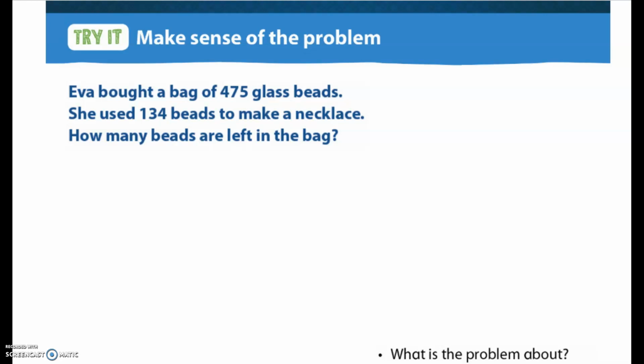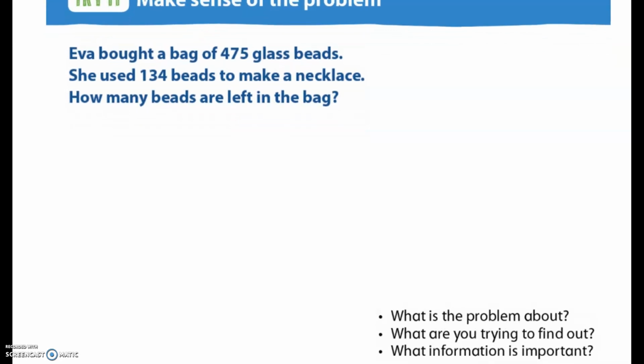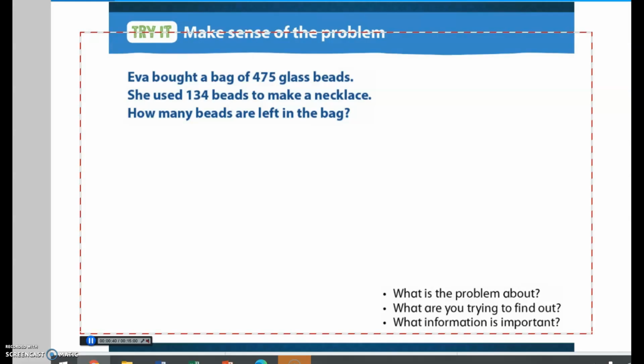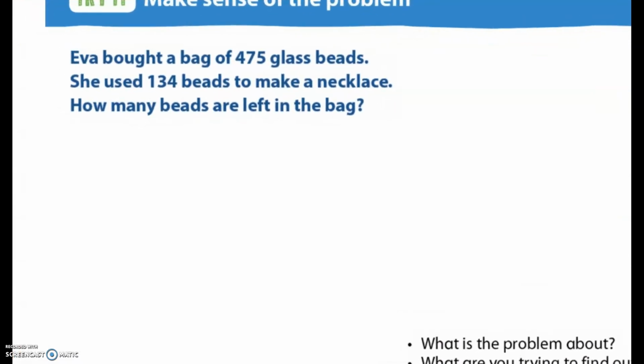If we look at the questions that we want to answer about this problem, they're right down here in the lower corner. It says, what is it about? It's about glass beads. What are we trying to find out? We're trying to find out how many beads are left in the bag. So I'm going to underline that. What information are we going to use? We're going to use 475 and 134. Because it says how many are left in the bag, instead of putting them together, we're going to find the difference. So we're going to subtract.